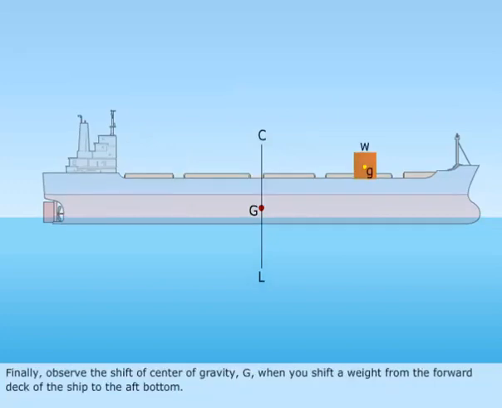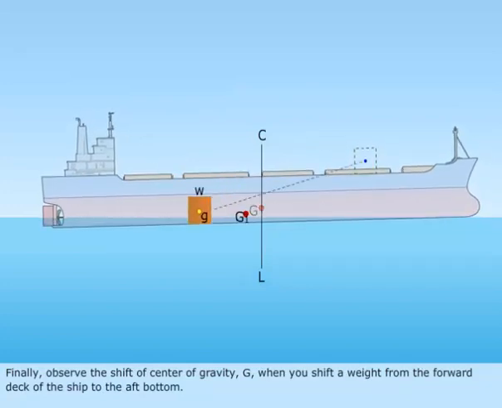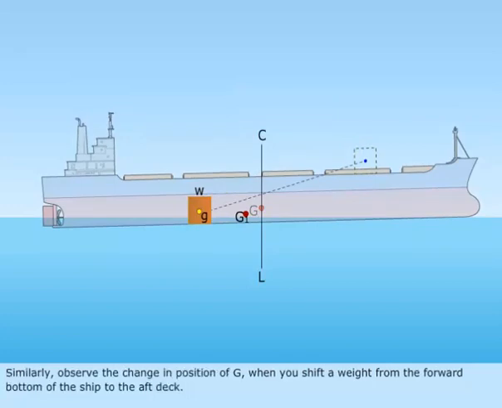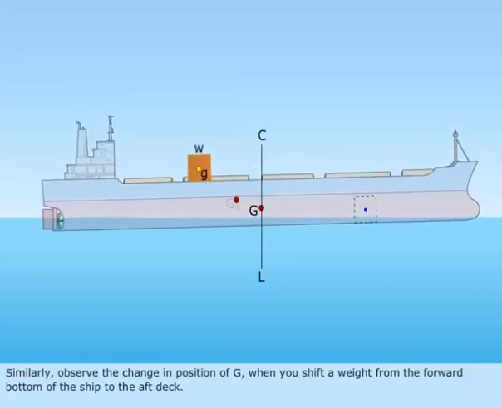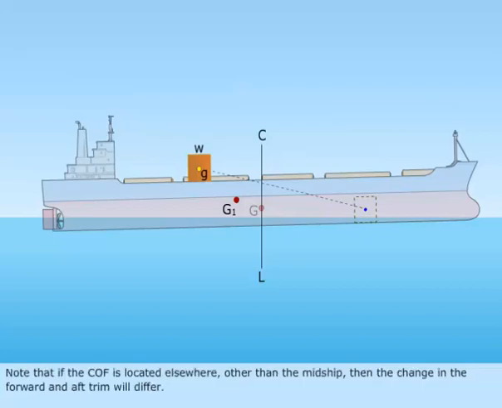Finally, observe the shift of center of gravity G when you shift a weight from the forward deck of the ship to the aft bottom. Similarly, observe the change in position of G when you shift a weight from the forward bottom of the ship to the aft deck. For COF amidships, the shifting of weights causes the draft to increase on the side where the load is shifted. Note that if the COF is located elsewhere, other than the midship, then the change in the forward and aft trim will differ.